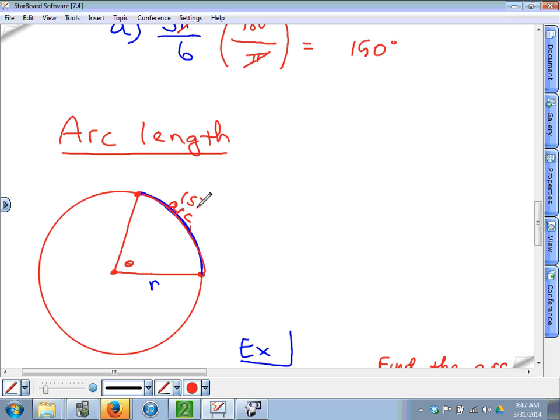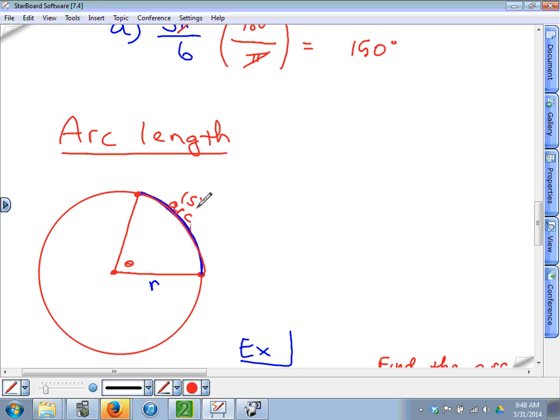Okay, listen carefully. An arc measure is equal to the central angle, but an arc length is an actual measurement in inches or yards or feet or whatever it is. An arc length is a measurement that you can measure with a tape measure. Okay? So it depends on the unit of measure of the radius. If the radius is in inches, then the arc length is going to be in inches. If the radius is in miles, then the arc length is going to be in miles.